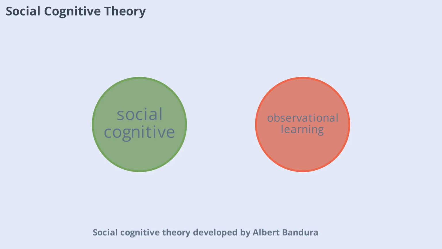Social cognitive theory, developed by Albert Bandura, emphasizes the role of observation, imitation, and modeling in learning.